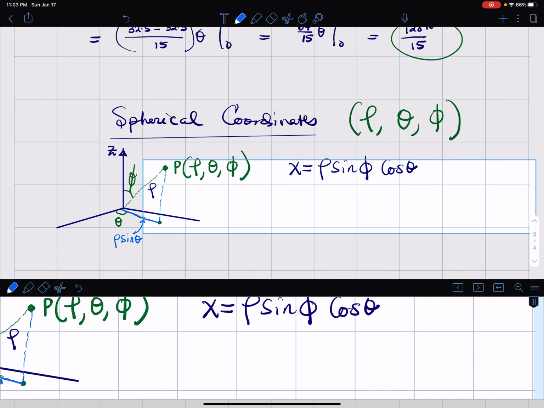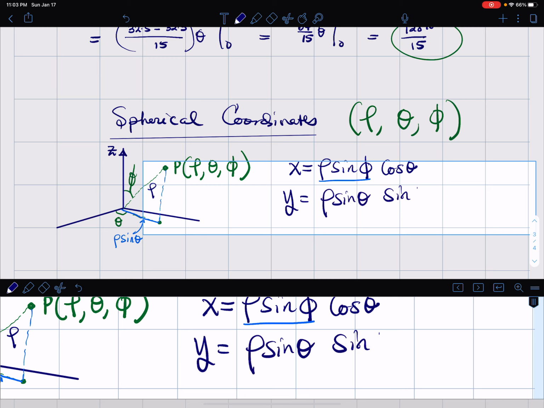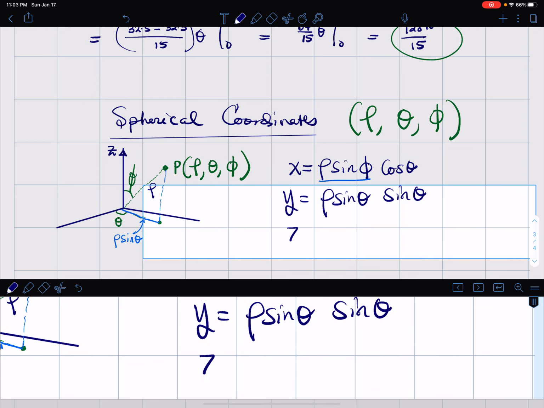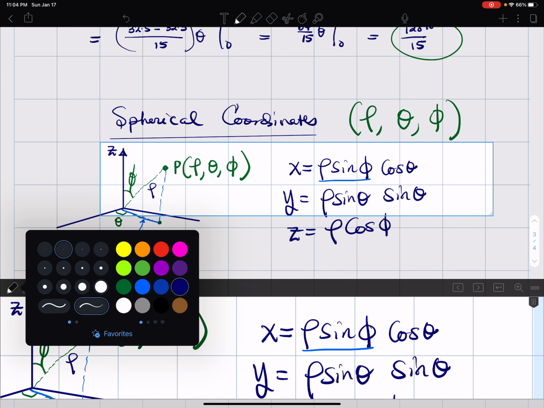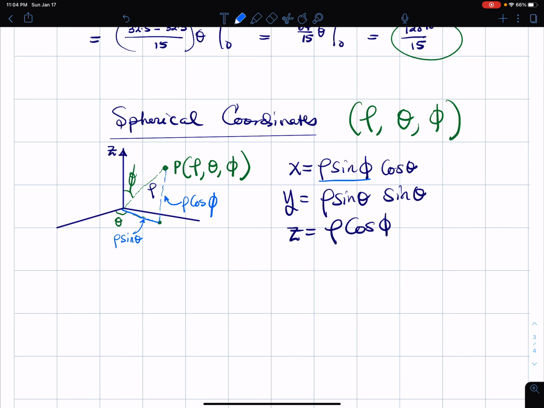Think about it. So this is your r cosine theta. So y is going to be r, which is still rho sine phi, sine theta. And then z is rho cosine phi, because this height here is rho cosine phi. So this is the conversion we're using.